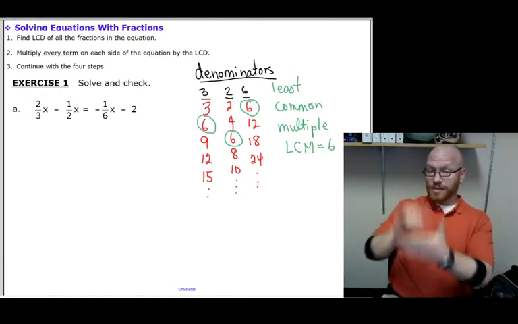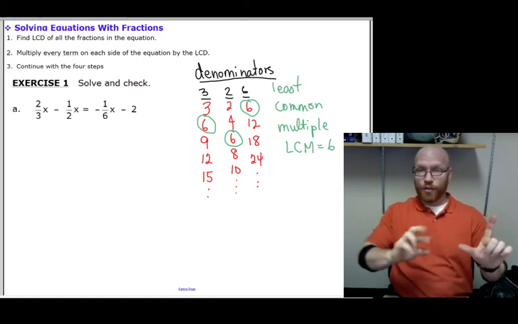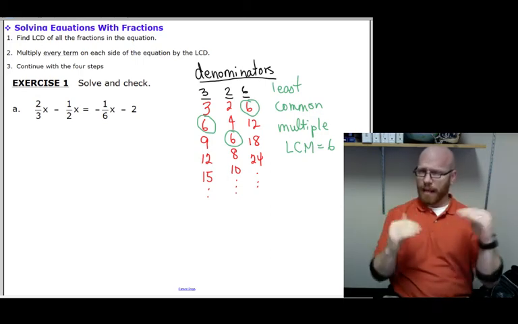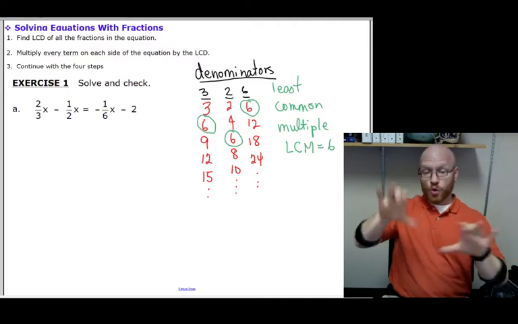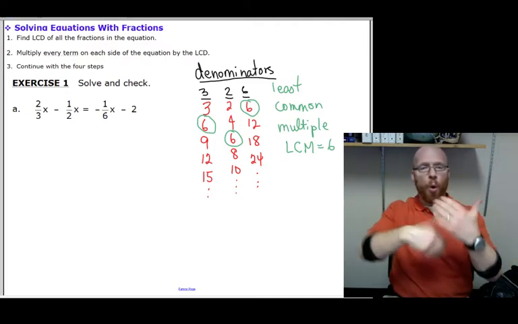So now we use that LCM, multiply on the left and the right side of the equation to keep it balanced. When we do that, you will see the fractions all reduce or become whole numbers.